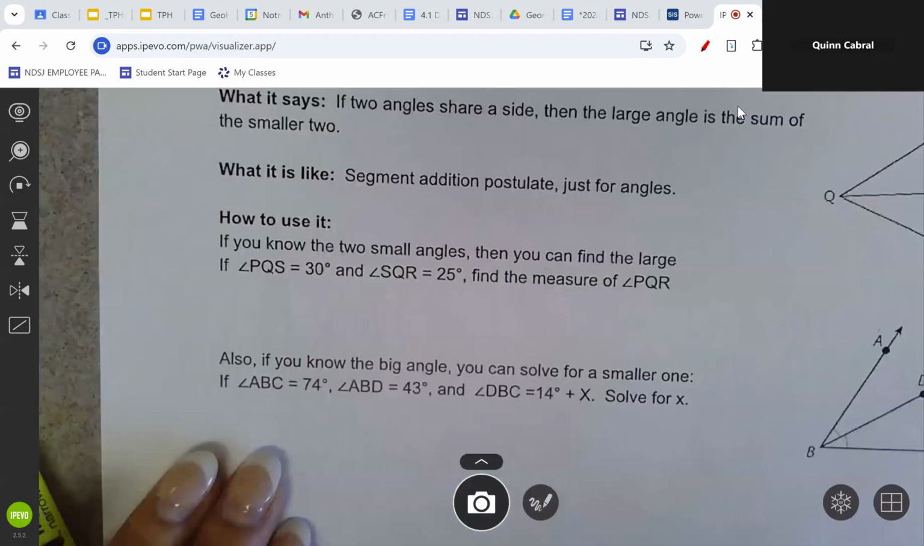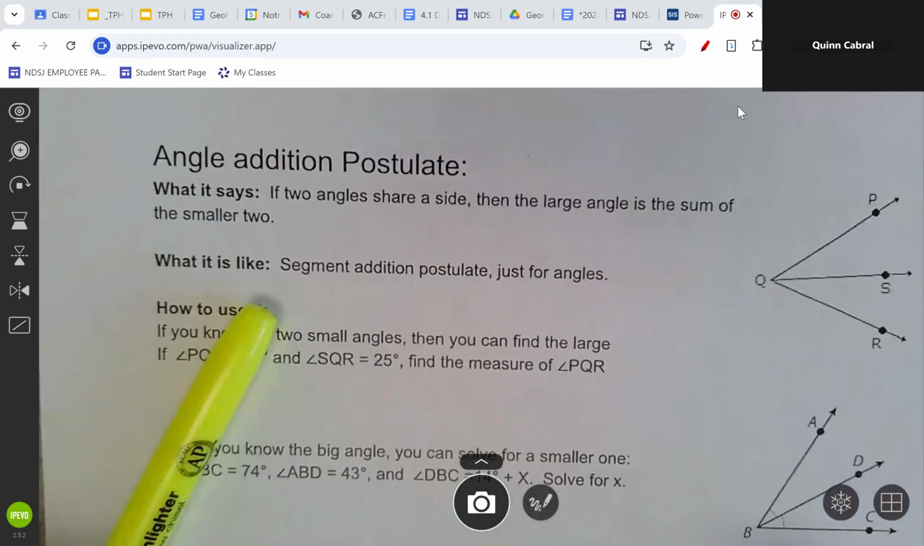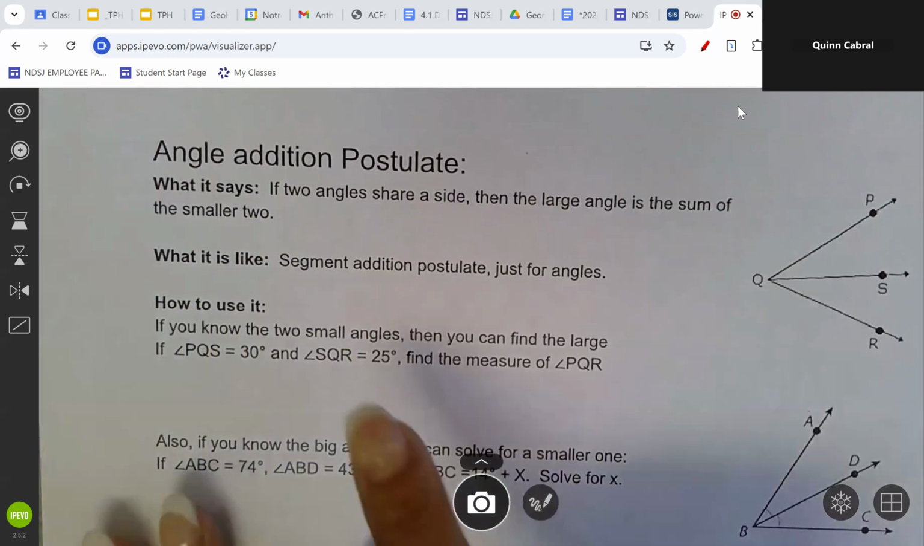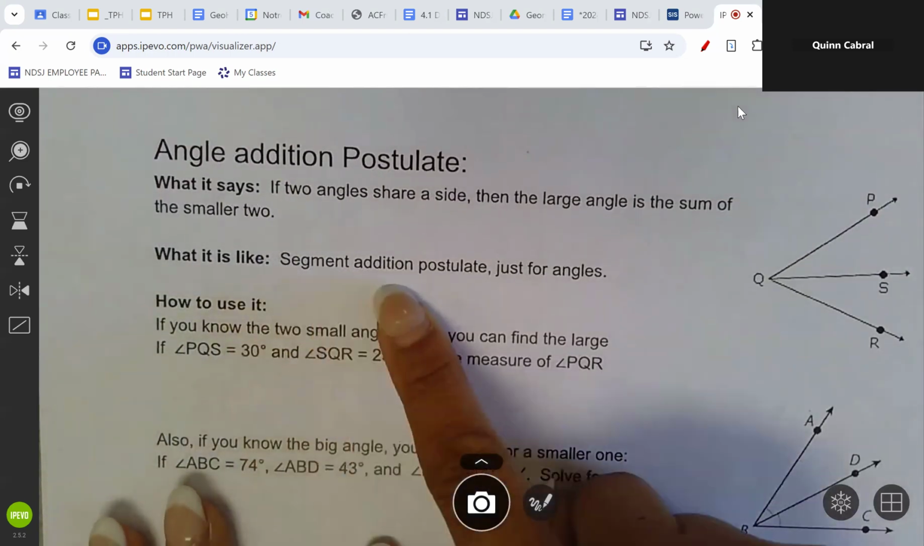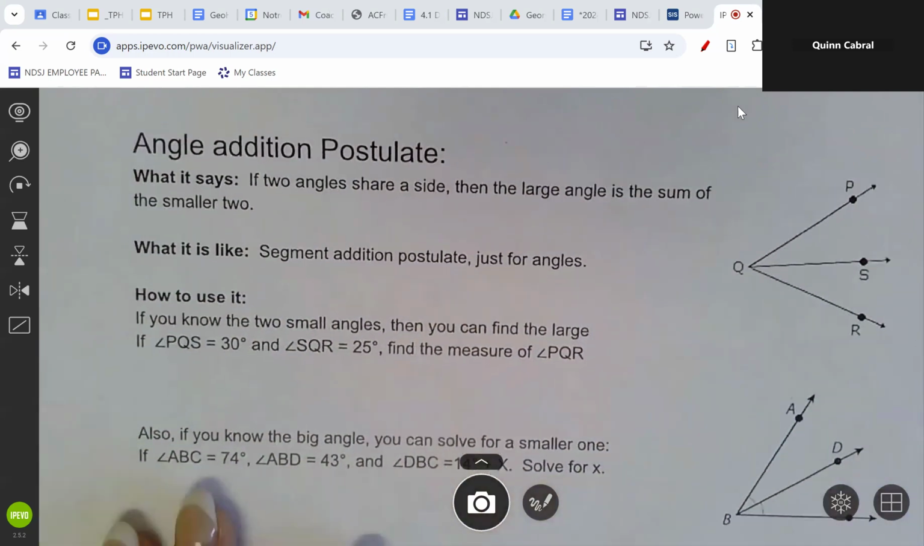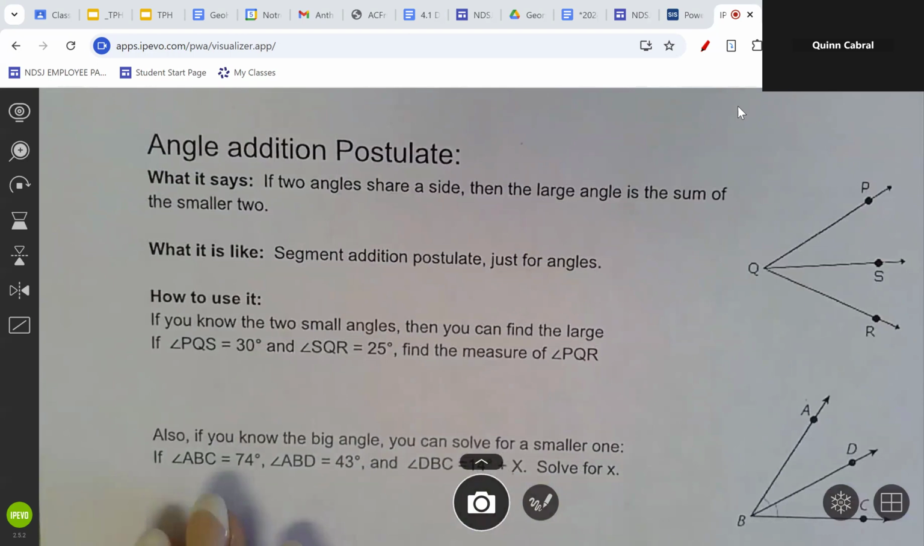Okay, so angle addition postulate, what it says, if 2 angles share a side, then the large angle is the sum of the 2 smaller ones. It is like a segment addition postulate just for angles. So that segment addition postulate that you practiced in the last homework is similar to the angle addition postulate. So how do we use it?